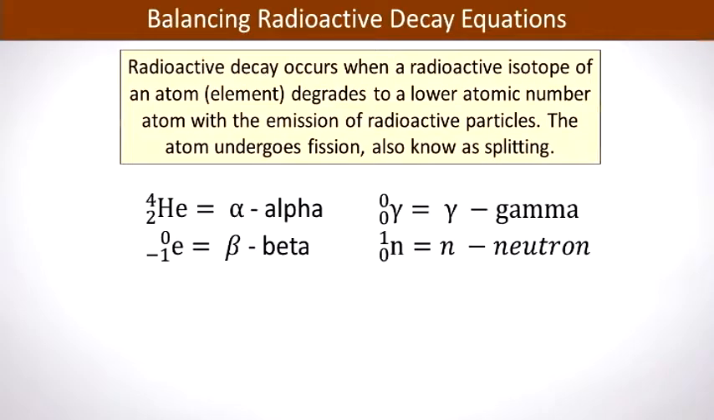Radioactive decay occurs when a radioactive isotope of an atom, an element, degrades to a lower atomic number atom or element with the emission of radioactive particles. The atom undergoes fission, also known as splitting. There are four particles that are discussed in this presentation: the alpha particles, which are represented by helium 4/2, beta particles 0/-1e, gamma irradiation 0/0, and 1/0 for neutrons.